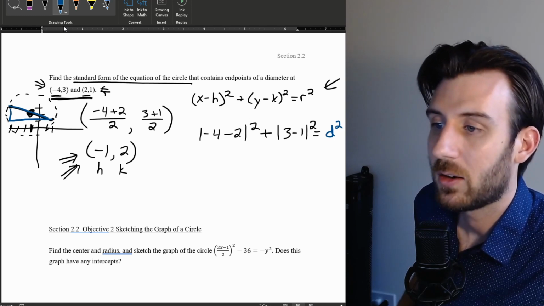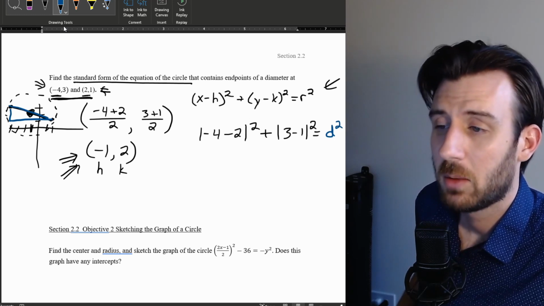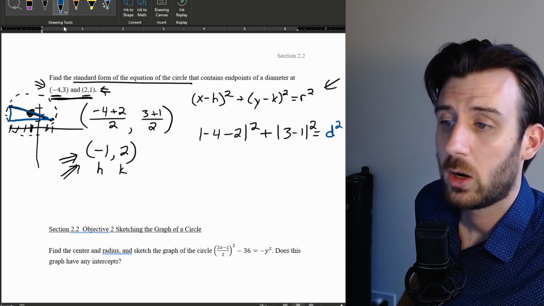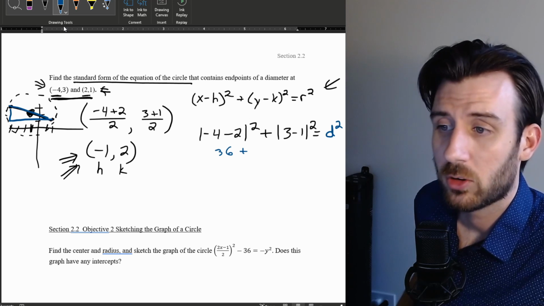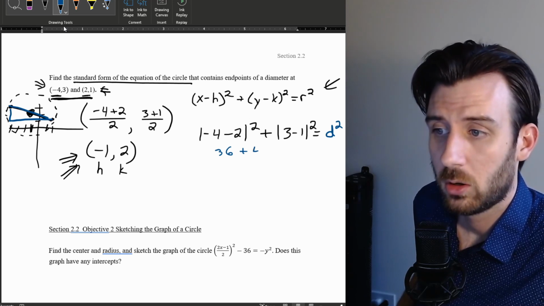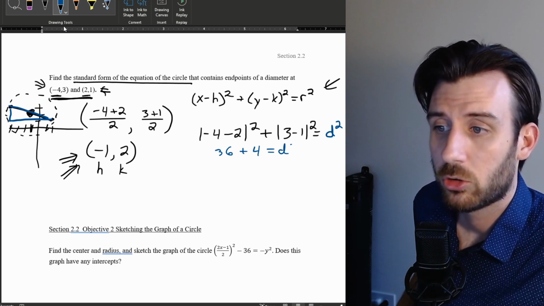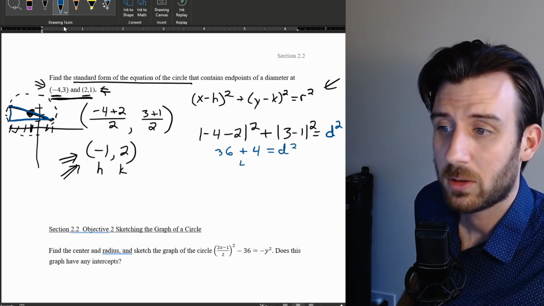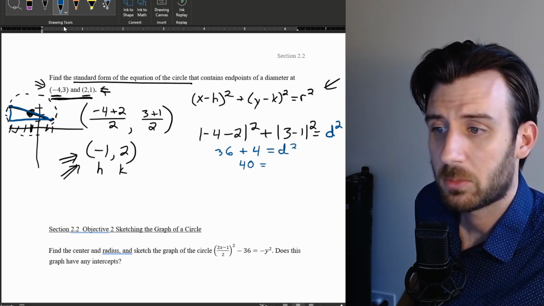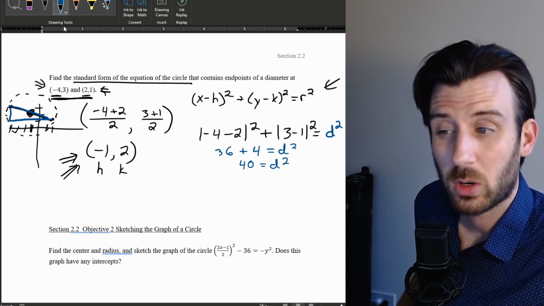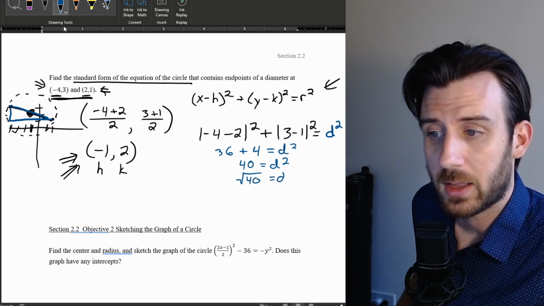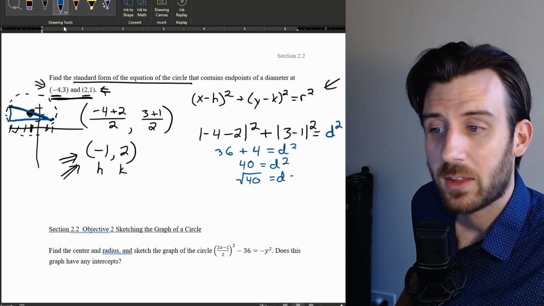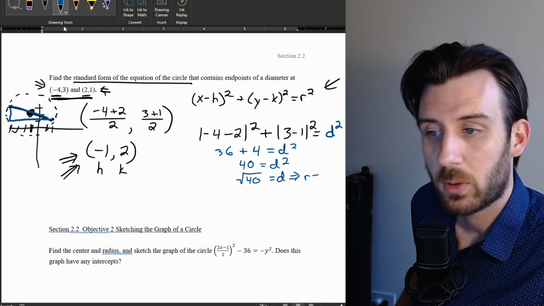Okay, so let's do that. Negative 4 minus 2 equals negative 6. Made positive is 6, and then squared would be 36. All right, so it's 36 plus 3 minus 1, which is 2, squared is 4. That would be my diameter squared. So 36 plus 4 gets me 40. That gets me my diameter squared. I need to square root that. So the square root of 40 equals my diameter. No problem. And that means my radius is half of that. So my radius is the square root of 40 over 2.